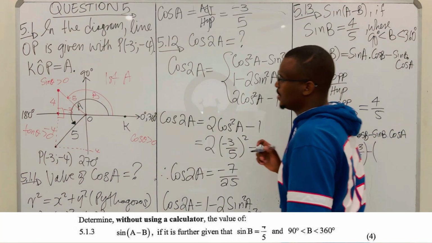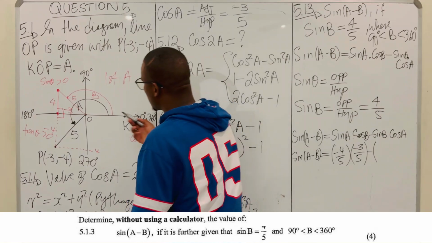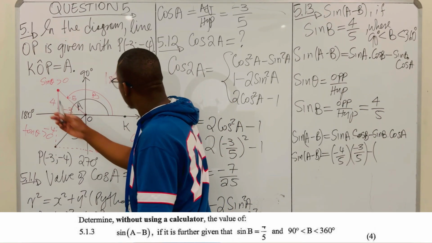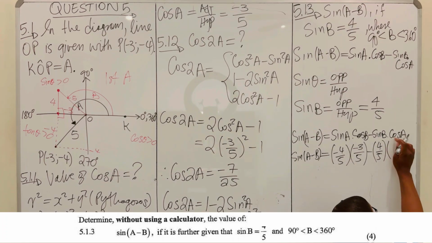Let's go and look for sine B. Sine B is what we're given. It's minus 4 over 5. Or you can look for it: it's the opposite side over the hypotenuse, so it's 4 over 5, times cos A.